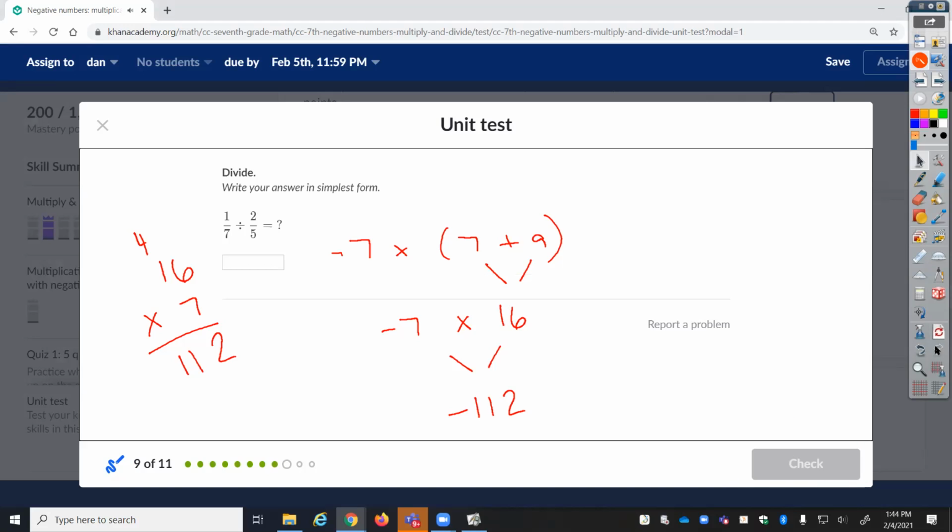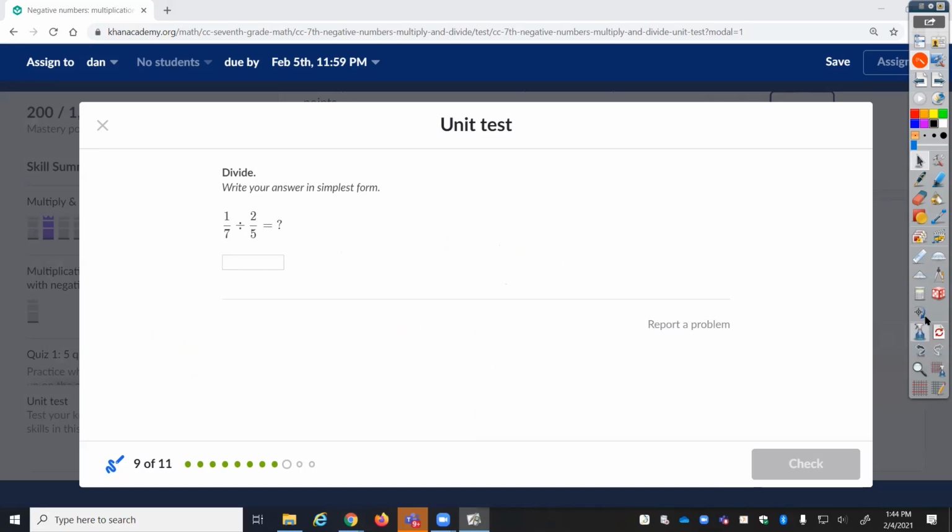All right, so we have this again. We have two fractions dividing each other. So we have the first part, which is 1/7 divided by 2/5. Well, if we have two fractions dividing by each other, what should we do with the second fraction? Flip it. What is that called?